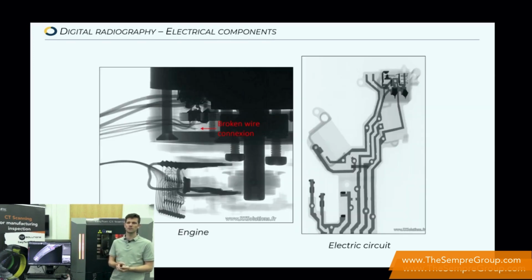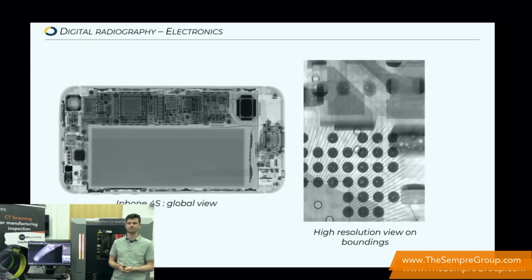So in this case, you can see on the left there is an electrical engine where there is a wire missing. Or on the right, you can see a circuit to see if the tracks are in the right spot, if there's maybe something missing, and so on. So no need to go to 3D. In 2D, we can already see plenty of things.